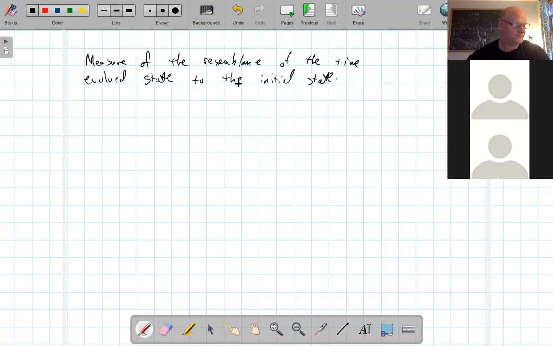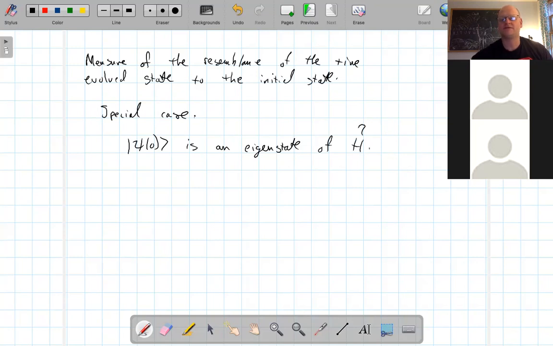Good. Now, let's look at a special case to see what this thing means. Let's say that the initial state is an eigenstate of the Hamiltonian. So we're going to say that this initial state psi 0 is an eigenstate of the Hamiltonian. Then our correlation function C of t is equal to psi 0 U(t, 0) psi 0, and let's say that the Hamiltonian is also time independent, just to make this a little bit easier of an argument.